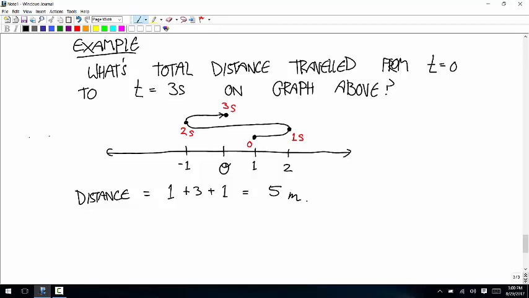Any questions about that? Okay. I just measured the length from here to here. So that's 1, 2, 3 between those two. That's right. With distance, you throw away all the negatives. You only care about how long that is. Any other questions? Okay.